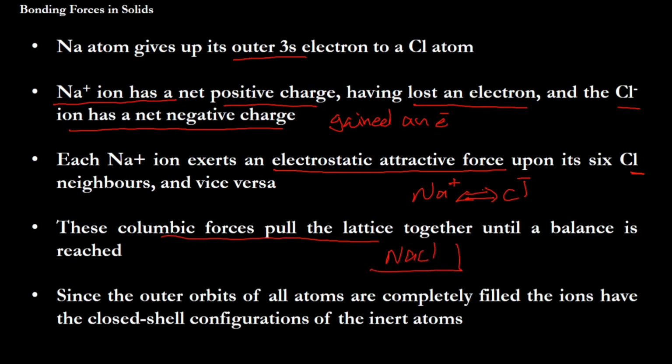Once they combine together, the outer orbit of Na is completely filled and the outer orbit of chlorine is completely filled. So the total NaCl becomes an inert molecule. Okay, so this type of bonding is known as ionic bonding.